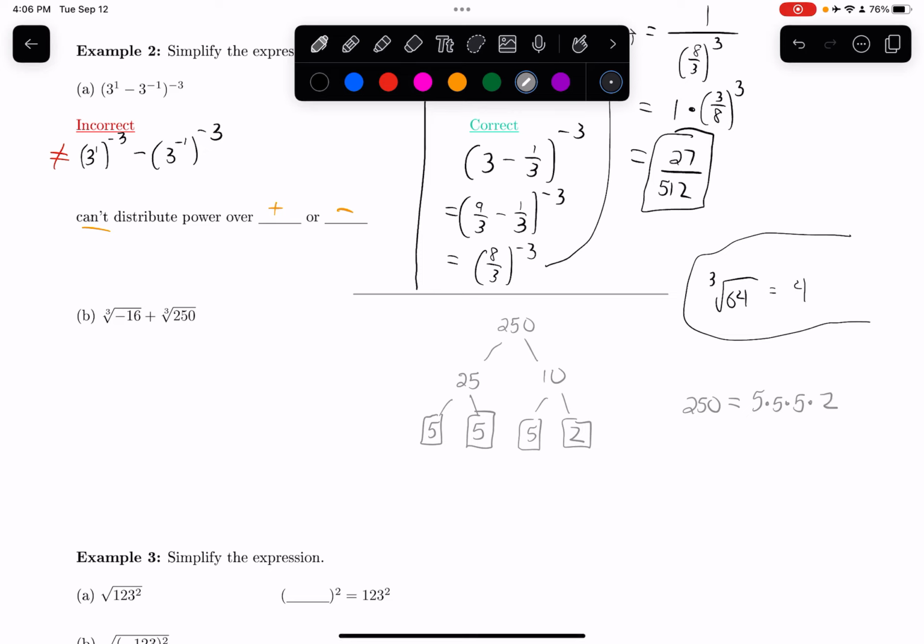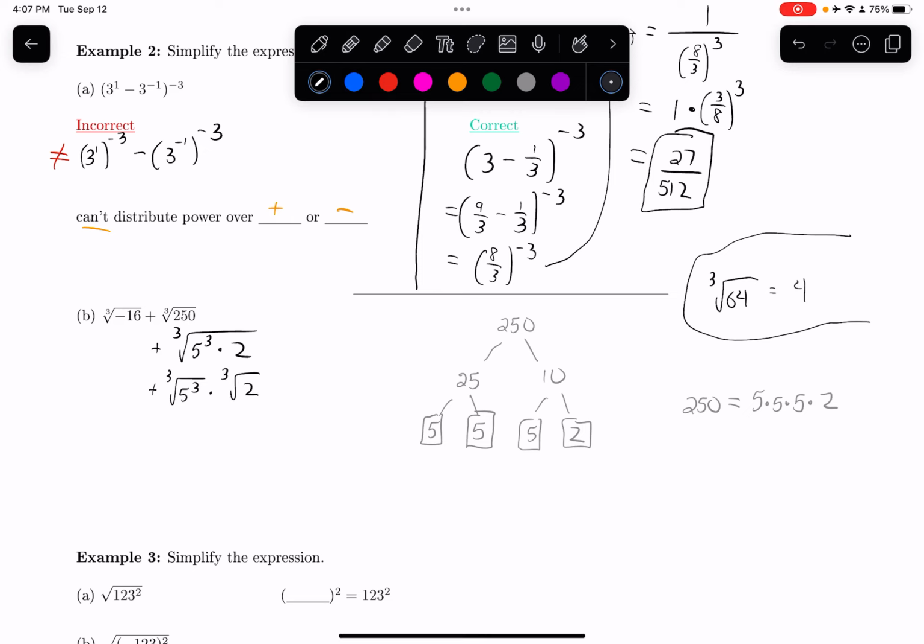Okay, so that's going to help me simplify the cube root. And let's take a look at why. So I've got the cube root of 250, and I know 250 is 5 cubed times 2. I can use one of my exponent properties on this to split it up. Because I'm multiplying these two things, I can distribute that root to each of them. So I'll get the cube root of 5 cubed times the cube root of 2.